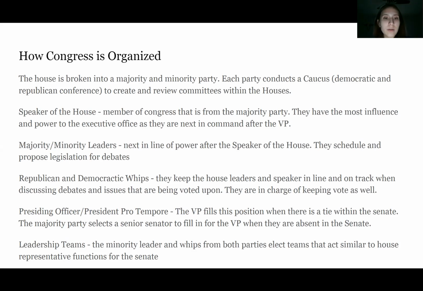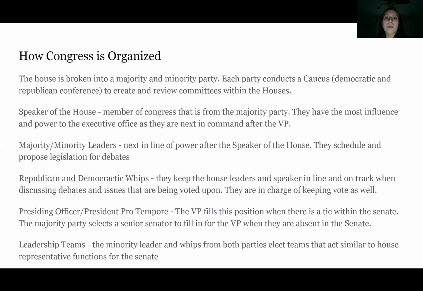Presiding officer, president, there. So the presiding officer is typically the vice president who fills this position, and they only vote on issues if there is a tie. If the vice president is not able to make it, then that is where we see the president pro tempore, I want to make sure I'm saying that right, which is a senior senator that fills in only in the absence of the VP within the Senate.